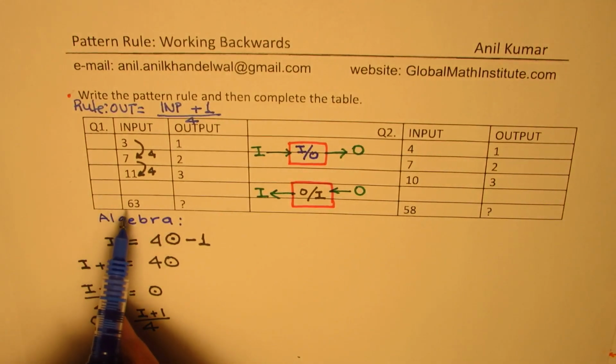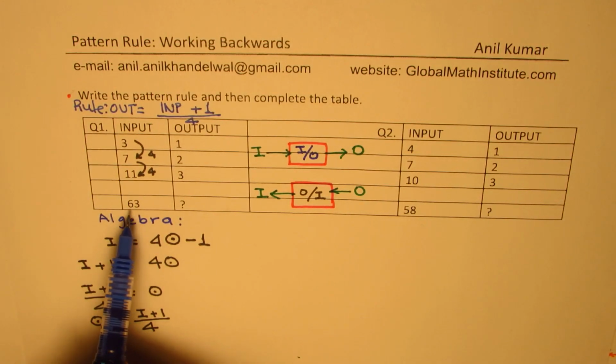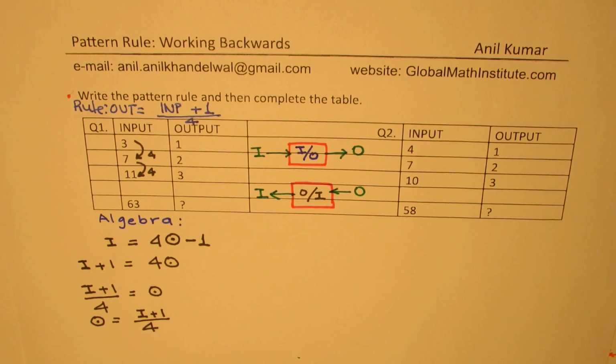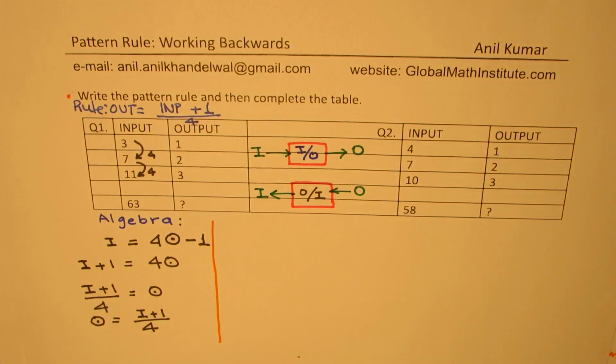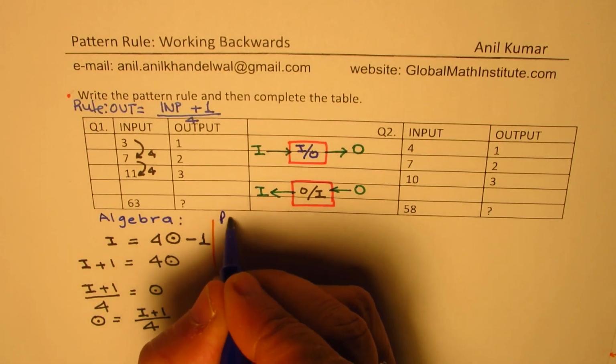We'll apply this to find what should be the output when 63 is your input, right? So let's do that part now. So I hope the concept is clear to you, correct? So we got our rule, and we are saying that the rule is pattern rule.